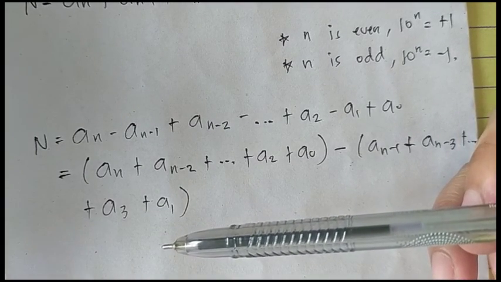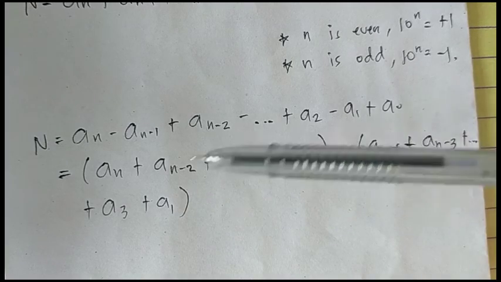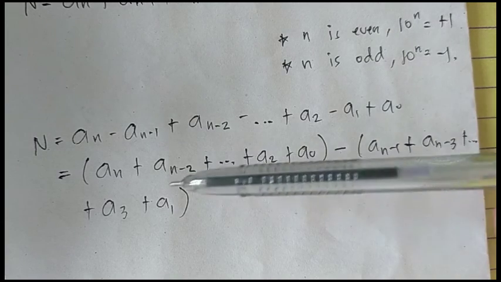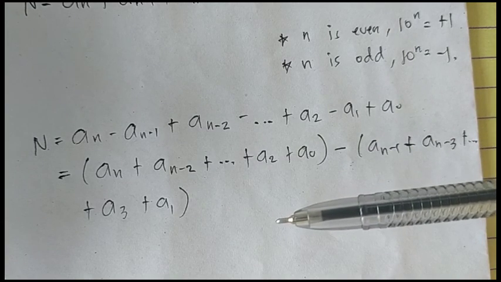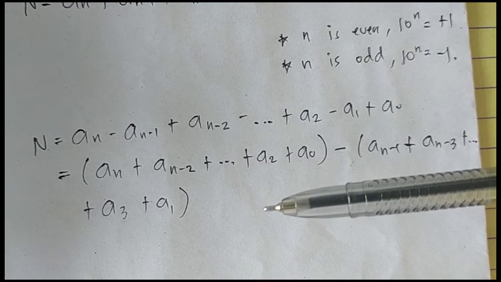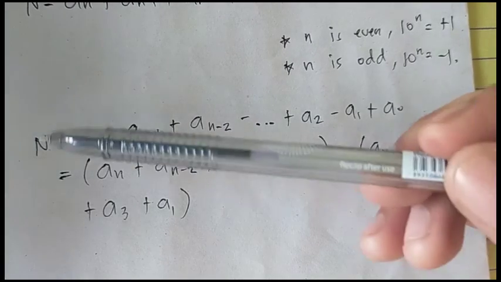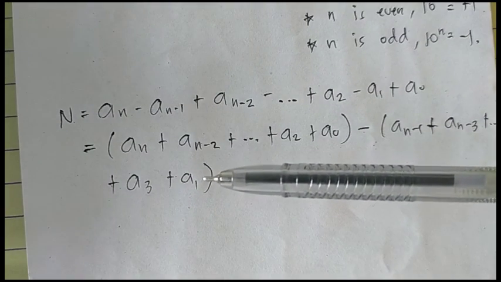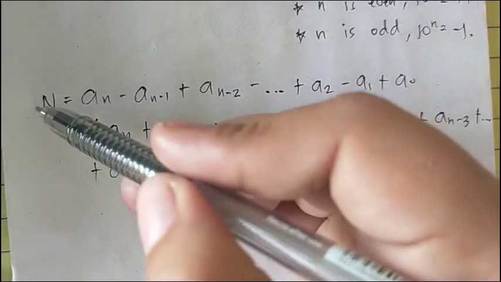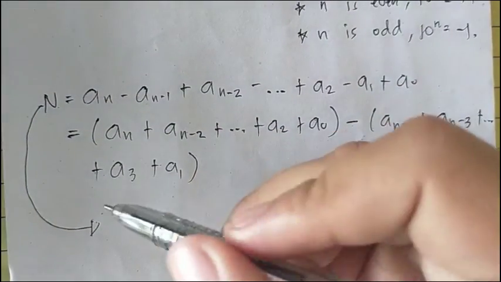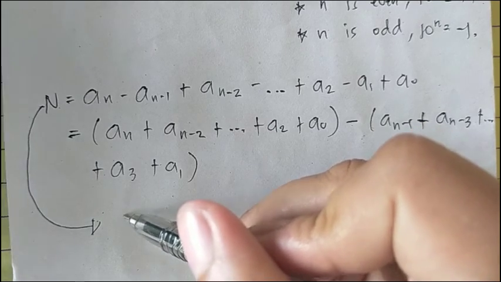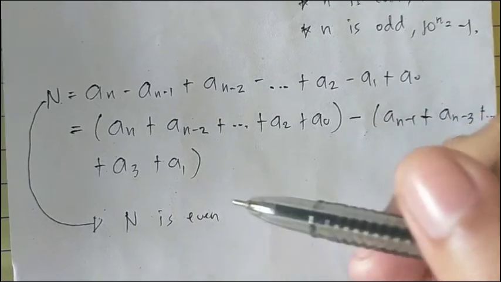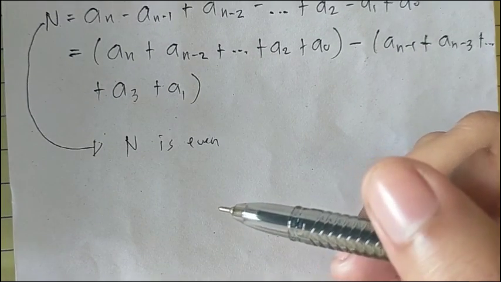Okay. So if the result of this is 0 or any number which is a multiple of 11, then the original number n is also divisible by 11. Okay, so note that this is again even, and here is even. Okay, so next we'll proceed to when n is odd.